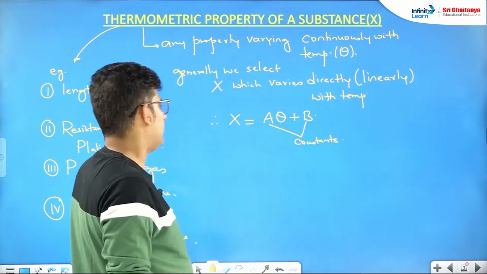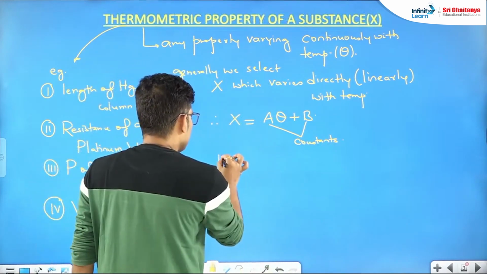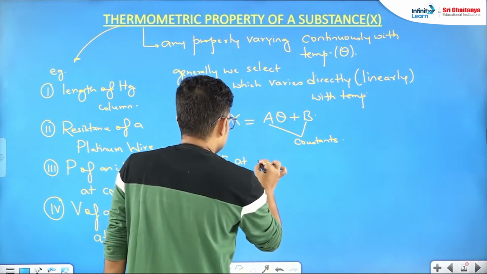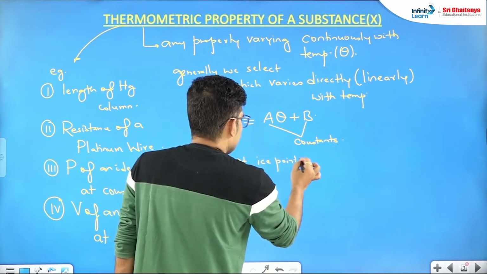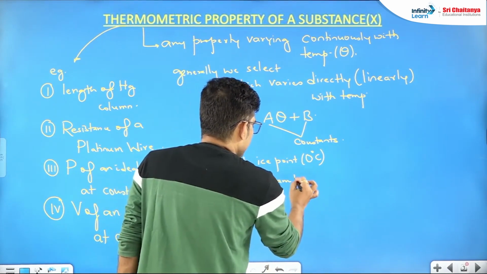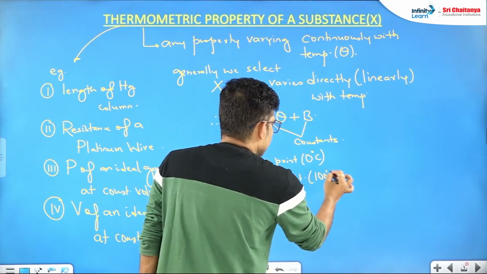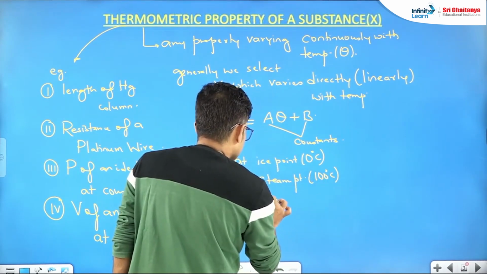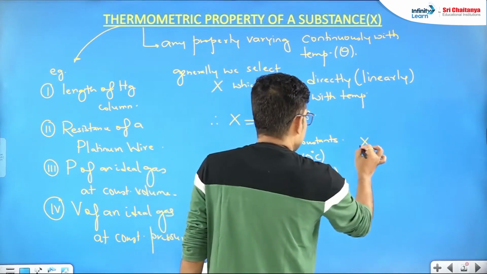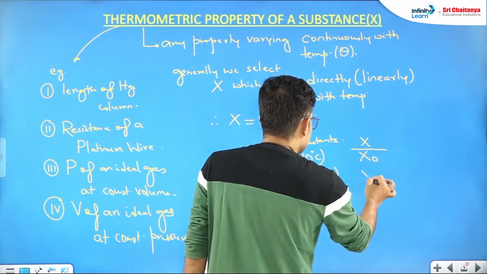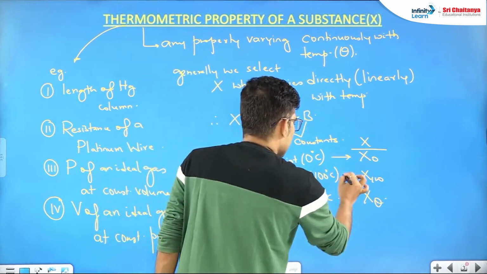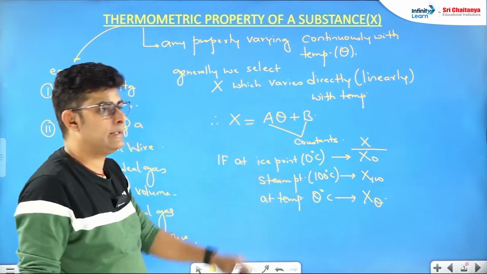Okay. So when these are constants, now what we do, suppose at ice point, if you are taking 0 degree Celsius, steam point 100 degree Celsius, and at a temperature θ degree Celsius, suppose the value of x we are giving names as x0, x100 and xθ. So suppose at different temperatures the values of x are calculated like this.